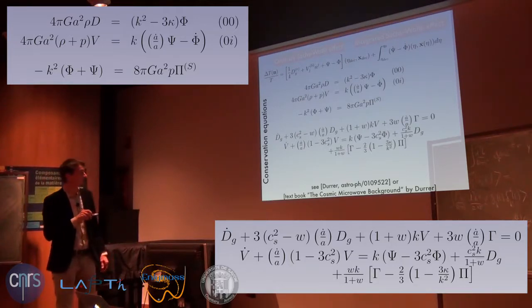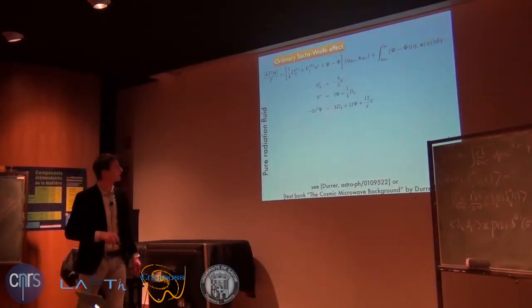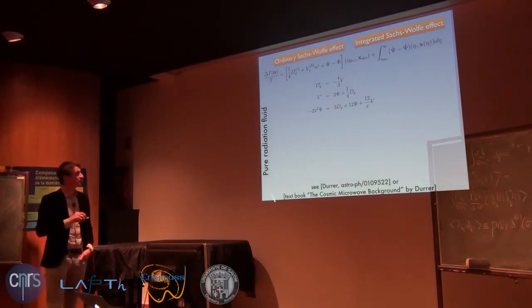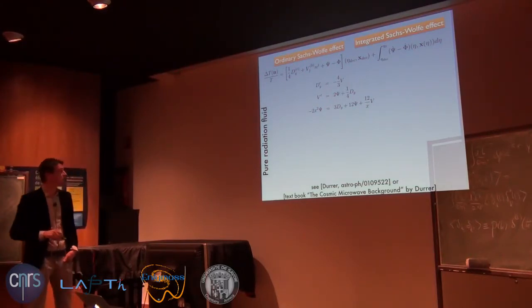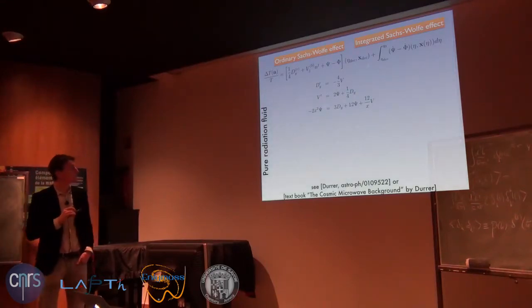Next, we simplify these equations and throw away the terms that you don't get if you only have a radiation fluid. So I get that the time derivative of my photon fluid is given by the velocity perturbation, and its time derivative is given by the potential and the density perturbation. So you see that you can work these out.